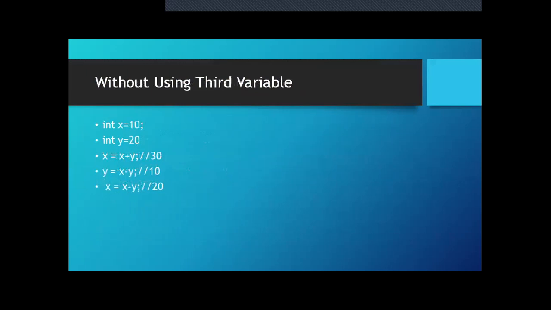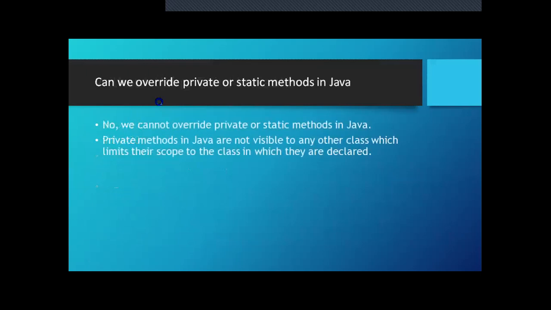We can use the operators. So what we can do is X equal to X plus Y, so it would make the value of X as 30. Then I'll use Y equal to X minus Y. The value of X in the above expression was 30 itself, so 30 minus 20 would be 10. Then X equal to X minus Y again, and so the value is 20. So we can see that the values are swapped without using a third variable.